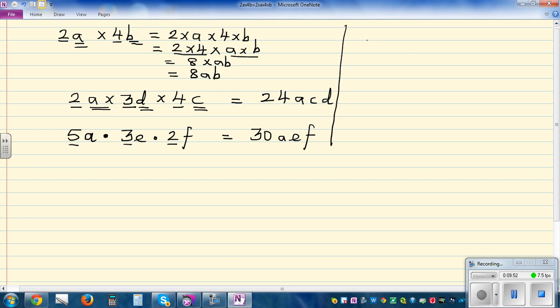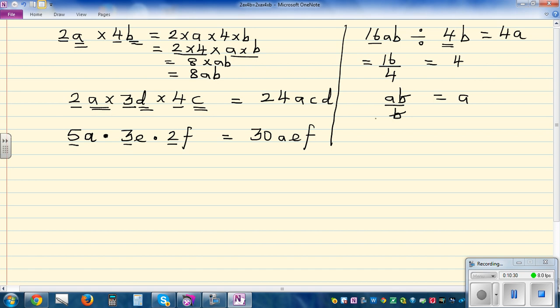Okay, now what would you do when you're dividing algebraic expressions? So let's take, say, 16ab divided by 4b. Well, you can divide the numbers and divide the expressions. So 16 divided by 4 is 4. And you've got ab divided by b. So b and b get cancelled. So what is remaining is a. So your answer is 4a.